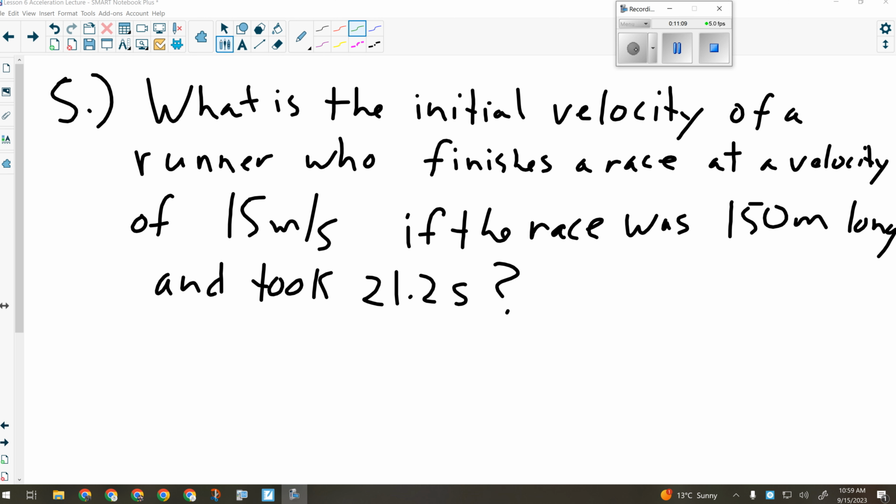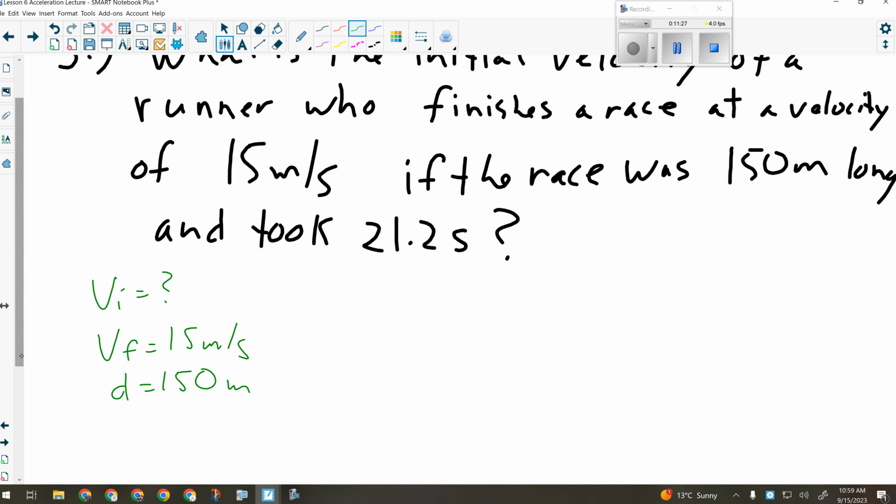All right, so we're looking again for initial velocity on this one. And we know the runner finishes a race at a velocity of 15 meters per second, so that would be their final. And the race was 150 meters long, so that would be our distance. And it took 21.2 seconds. It's an acceleration question, but there's no acceleration. So what formula do I use?